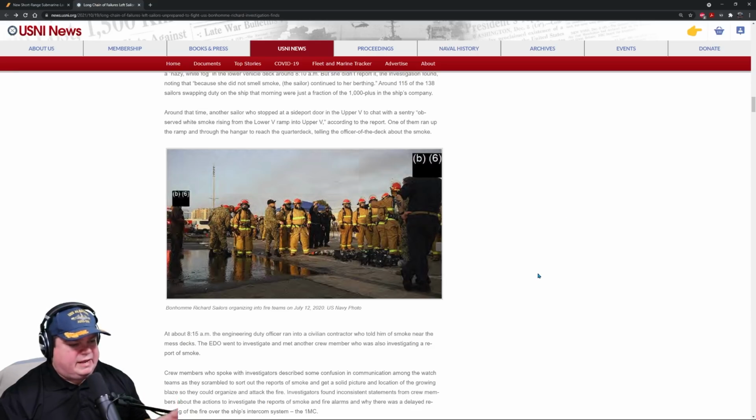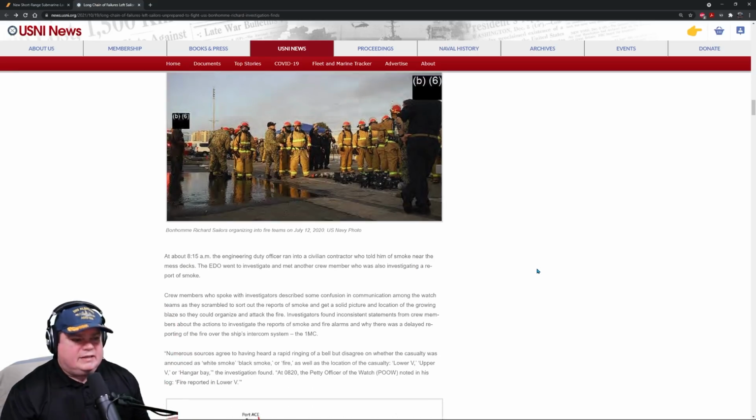At about 8:15 a.m., the engineering duty officer ran into a civilian contractor who told him of smoke near the mess decks. The EDO, the engineering duty officer, went to investigate and meet another crew member. So instead of investigating, like in the submarine force, the moment you are told of smoke, or if you see smoke yourself, you get on what's called a 4MC. That's an emergency broadcast circuit that goes to very specific points in the ship where people are going to be, people in charge, and you say, you know, light smoke in lower vehicle bay or lower V.